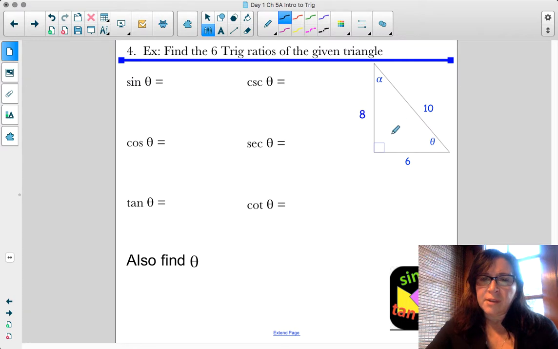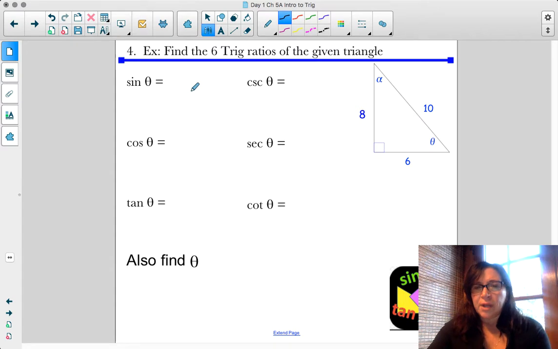So you are given this triangle right here. If you notice, this is actually a 3, 4, 5, but it's multiplied by 2. Anyway, we call it 6, 8, 10. Your job is to find the 6 trig ratios given this triangle right here on the right. So what I'd like you to do is to stop the video for a second and try to do these on your own.